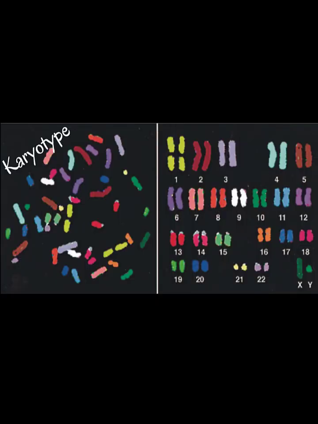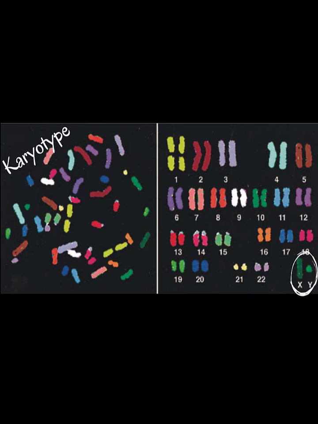Chromosomes are always found in pairs. We can do a special test where we line up those pairs called a karyotype. In humans, we have 23 pairs of chromosomes. 22 of those chromosome pairs are autosomal pairs, and one pair is a sex chromosome pair. That pair of chromosomes determines the gender of the individual.